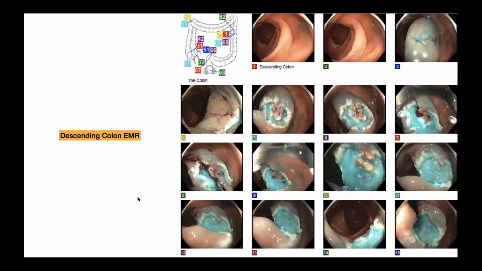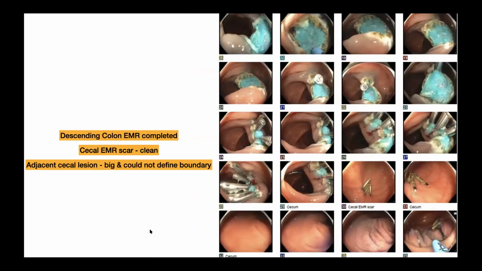So coming back to the pictures, descending colon, again, a large flat lesion. We did a piecemeal EMR, and the resection looks good. We did APC, we closed it with clips, and then we came to the cecum on the right lower corner. And then the cecal scar still shows clips.